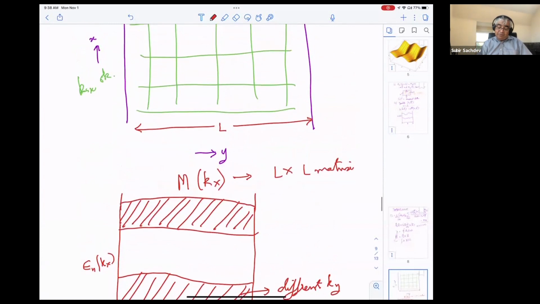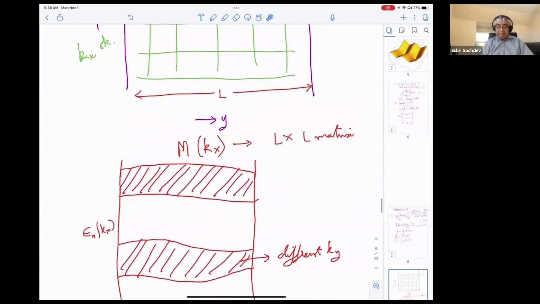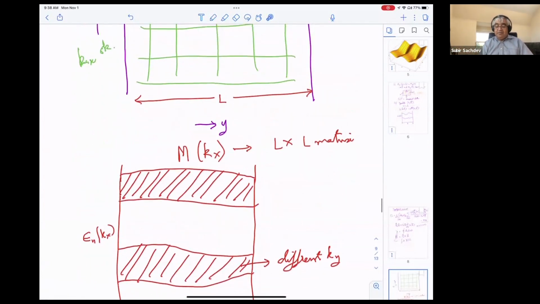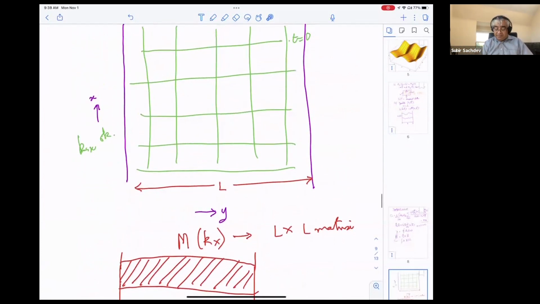And in fact, this is what you exactly get if I took periodic boundary conditions in the y direction. If I took periodic boundary conditions in the y direction, I would see exactly this. But what happens if I don't take periodic boundary conditions, if I take open boundary conditions?